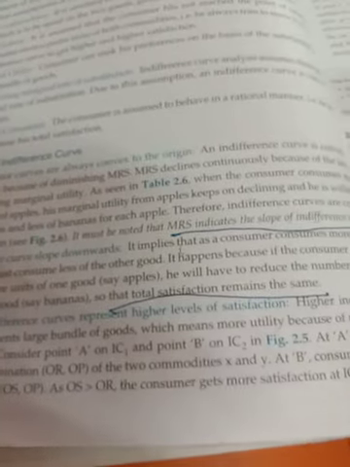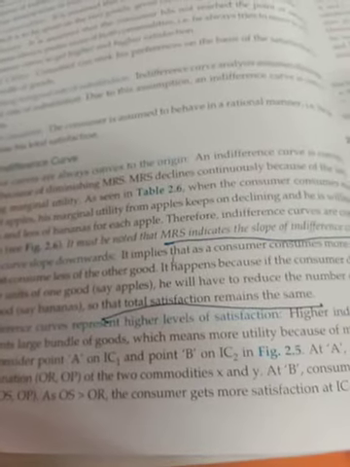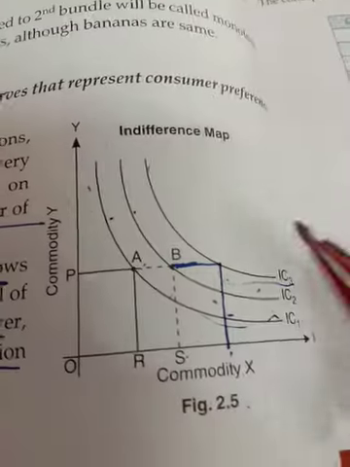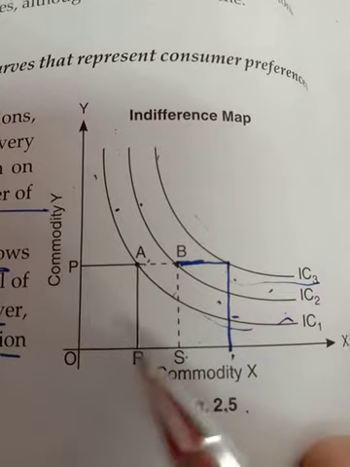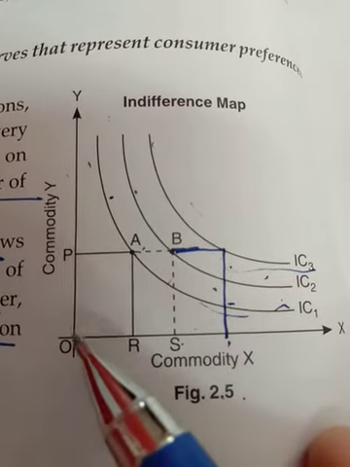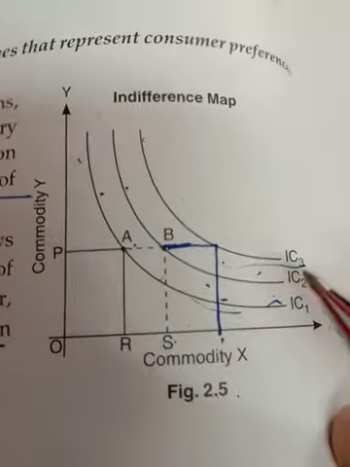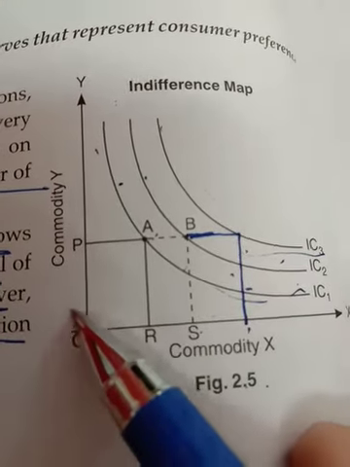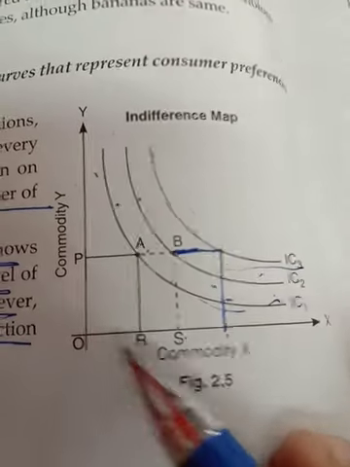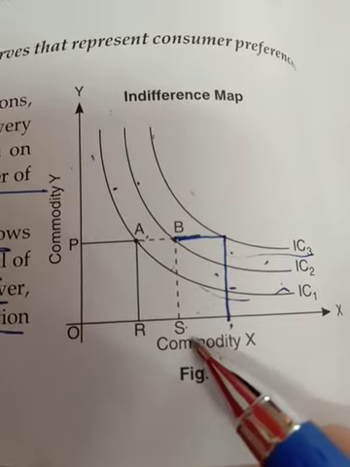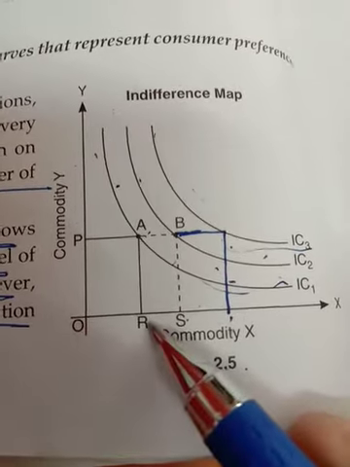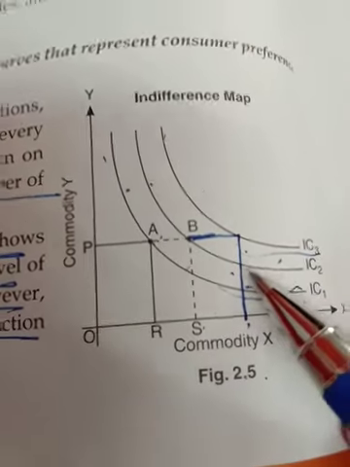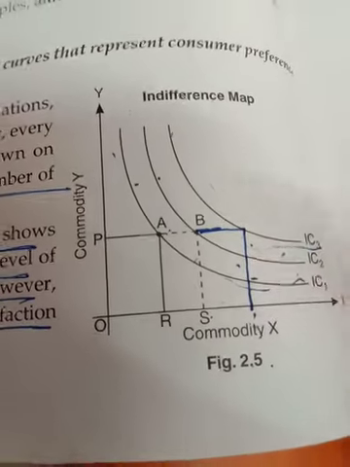I can show these things in the diagram which they have made, and they are referring to page 2.5, Figure 2.5. This is the diagram they are talking about. There they are showing that for IC1 the bundle is OP and OR. For IC2 the bundle is OP and OS. This is the bundle on IC2. So OS is more than OR, as you are seeing on IC2. That is why IC2 is giving a higher level of satisfaction.